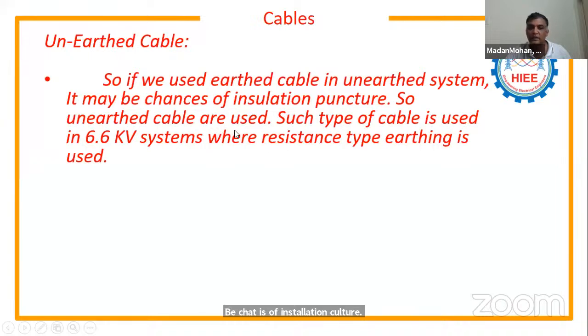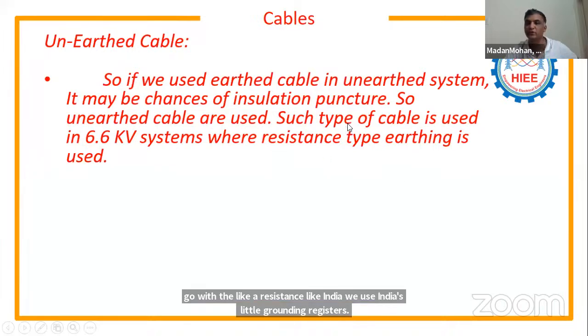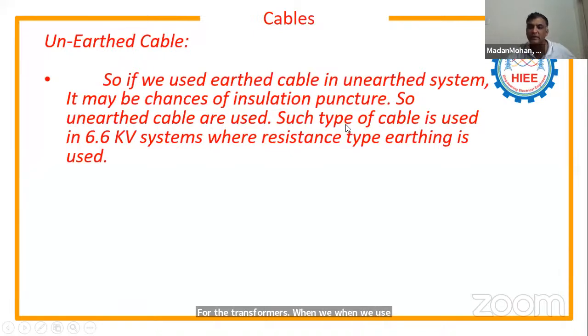Okay, so unearthed cables are used. Such type of cable is used in a 6.6 kV system with resistance grounding. Generally, for 6.6 kV applications, we use NGRs, neutral grounding resistors, for the transformers. Where we use neutral grounding resistors for the transformer, there you have to go with the unearthed cable.